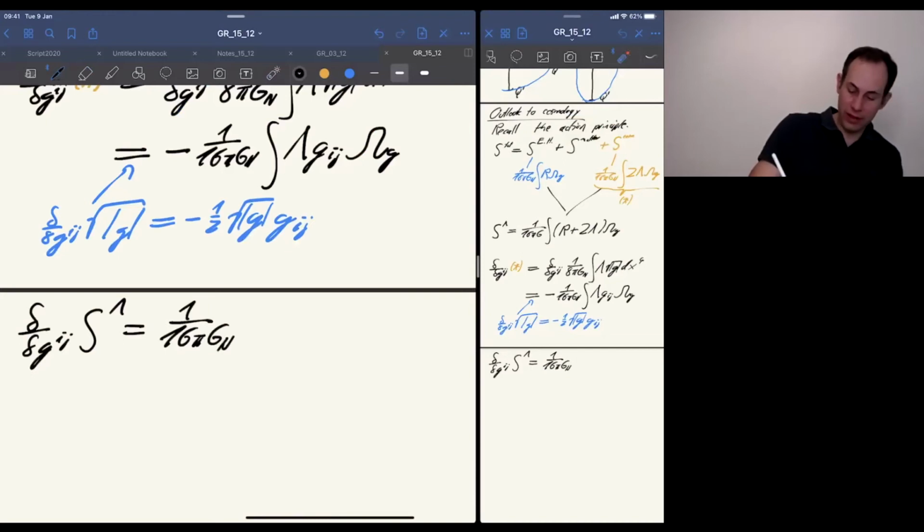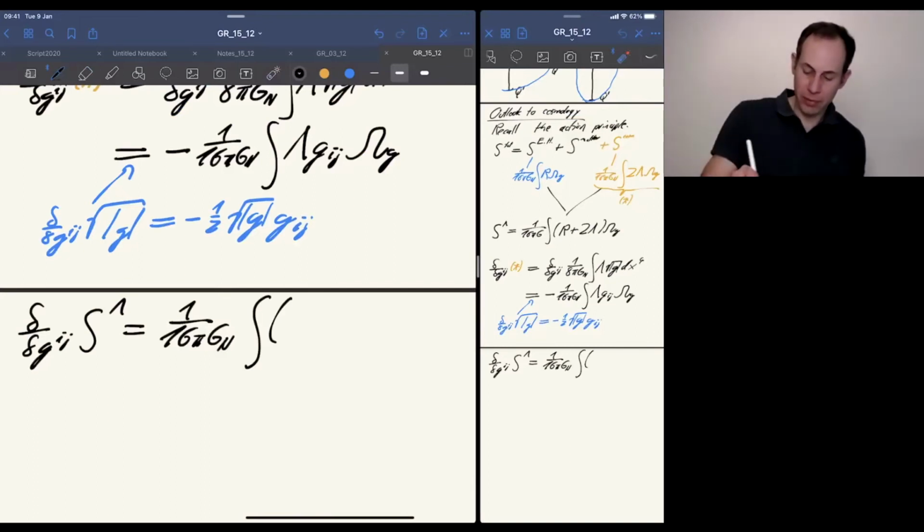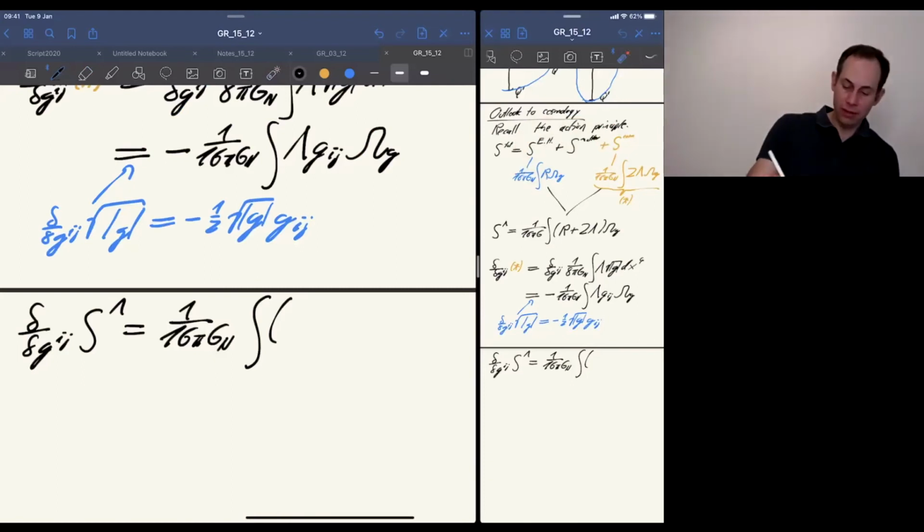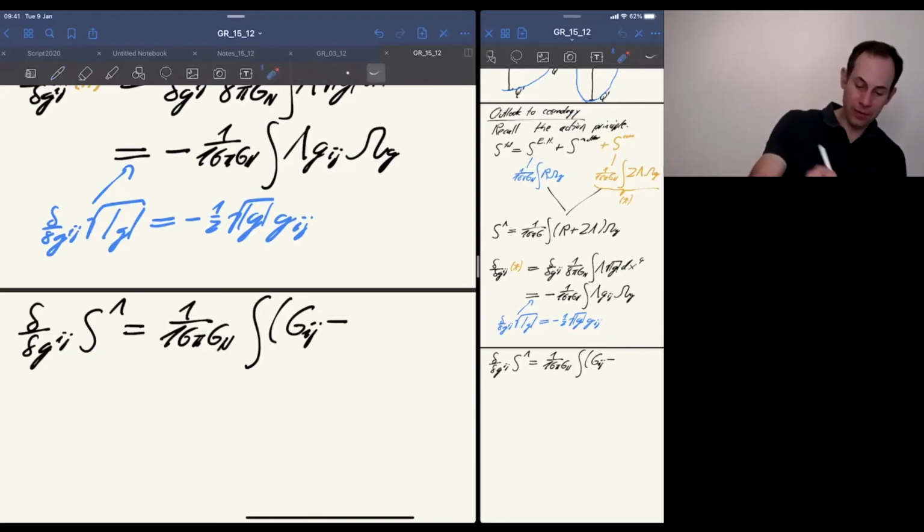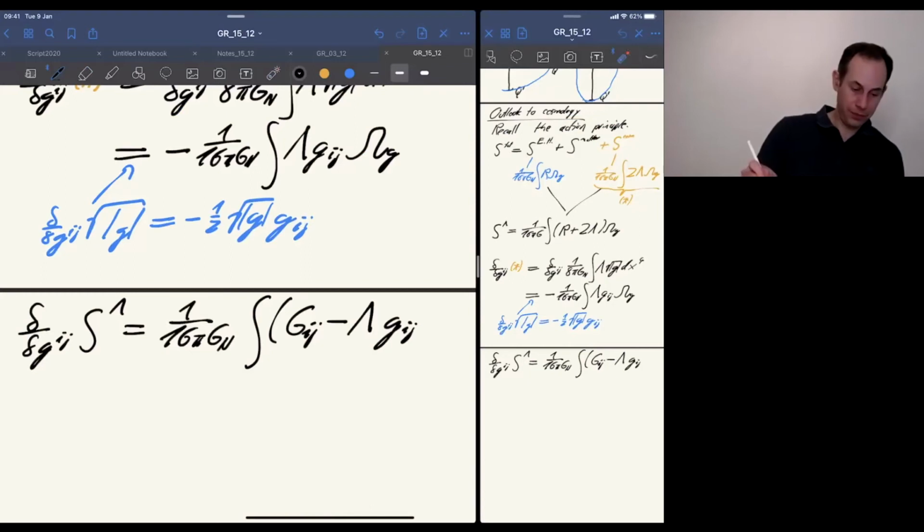So the term that we get usually from the variation of this part of the Einstein-Hilbert action was just the Einstein tensor Gij. And now we got this additional term here with a minus of lambda. So we get lambda Gij. And then omega g. So that's what we get if we vary here.